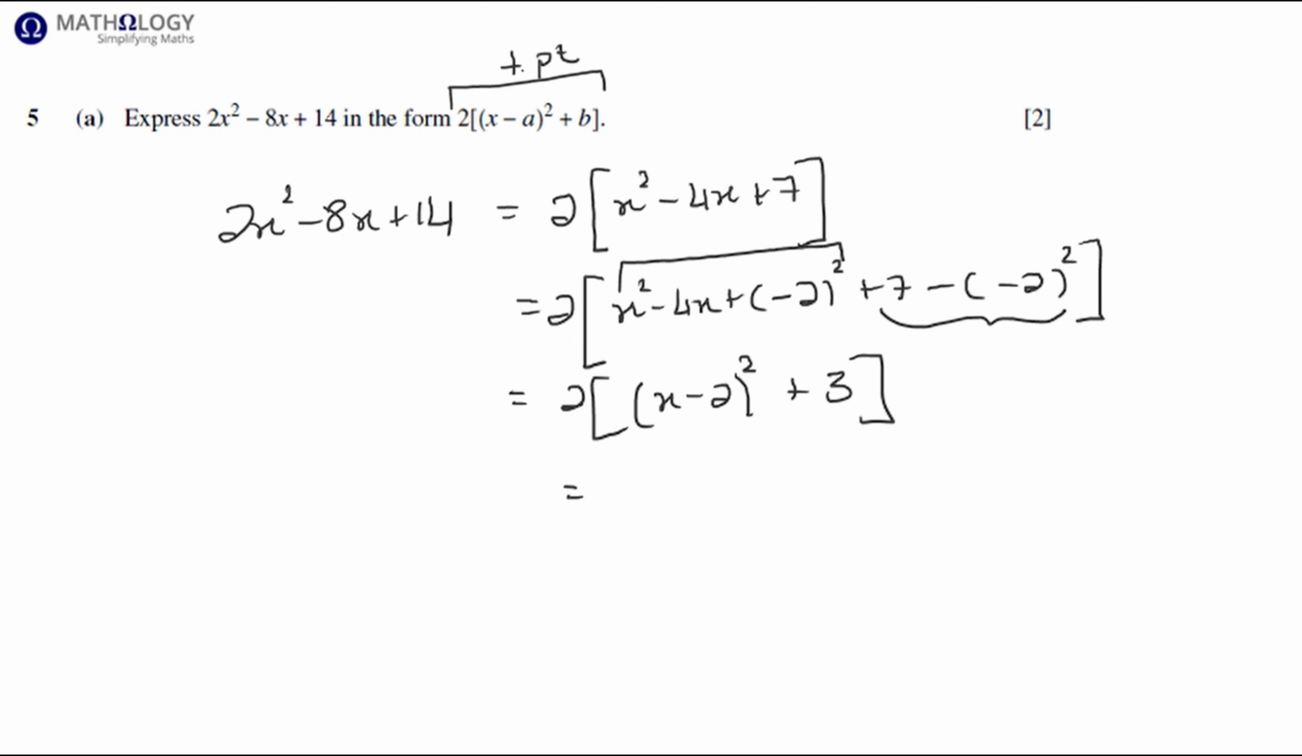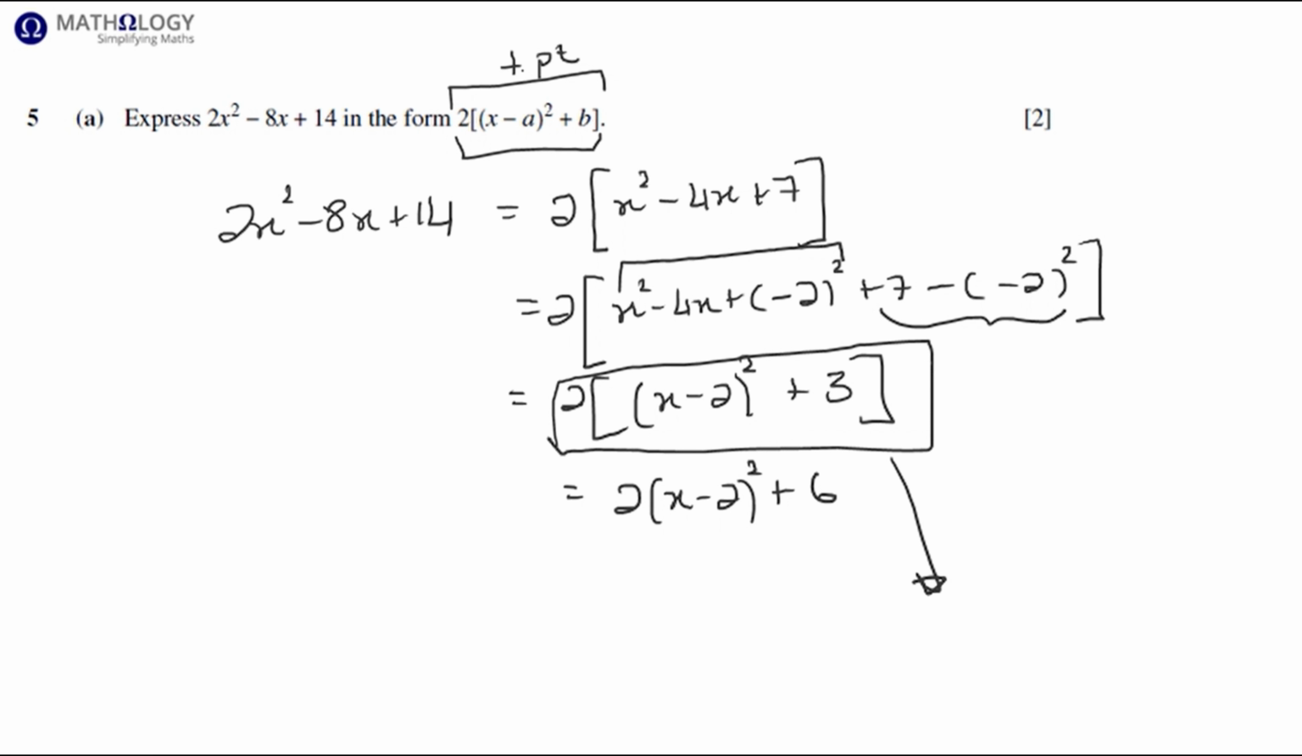And now we can bring the 2 into the square bracket. So it's 2 times (x minus 2) all squared plus 6. We could have stopped at this step over here, because this is in the required form, 2 square bracket (x minus a) all squared plus b close square brackets. But generally speaking, it's good form to bring the 2 into the square brackets.